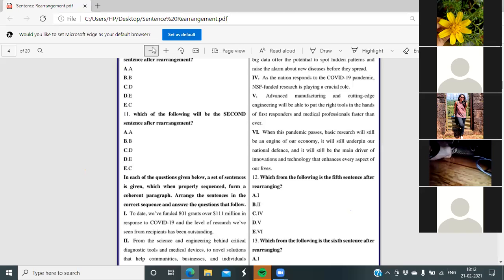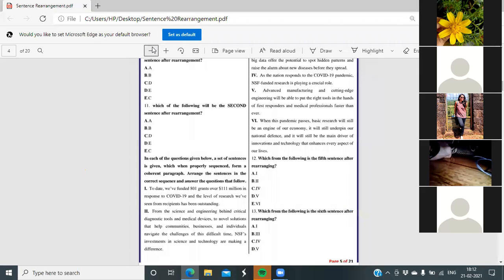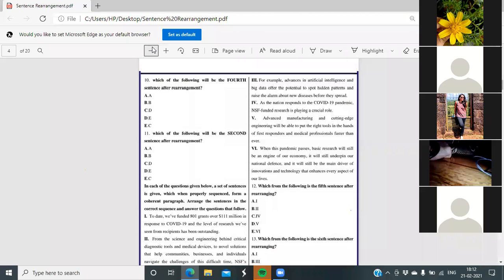Ravindra, you can reduce the size of the PDF so that all the options become visible to everyone. We have options 1, 2 on the left side of the page, and options 3, 4, 5, 6 on the right side of the page. I just need the correct sequence. You can skip the first part. I just need the correct sequence for now.